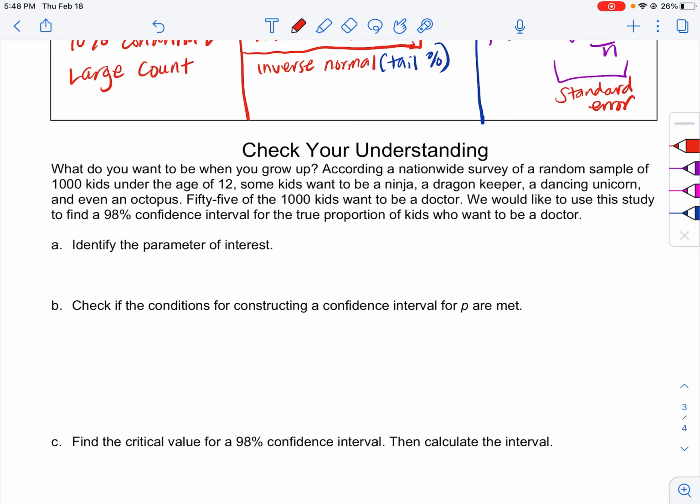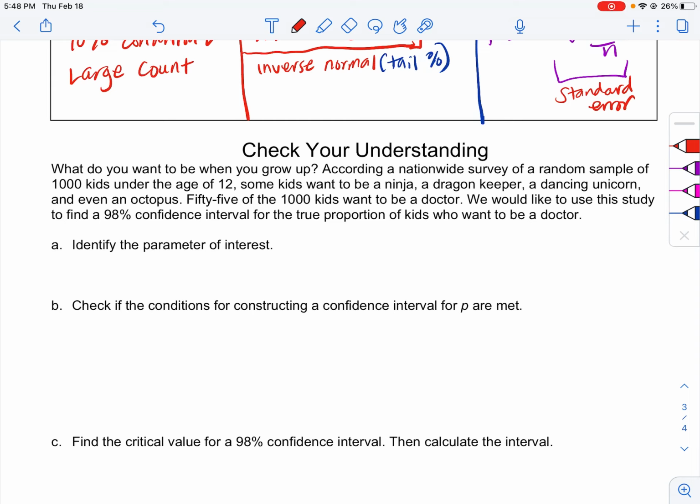Okay. What do you want to be when you grow up? I knew what I wanted to be when I grew up when I was in kindergarten. So hopefully by now you guys know what you're going to do when you grow up.